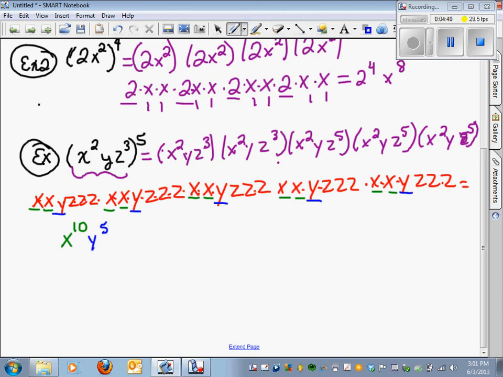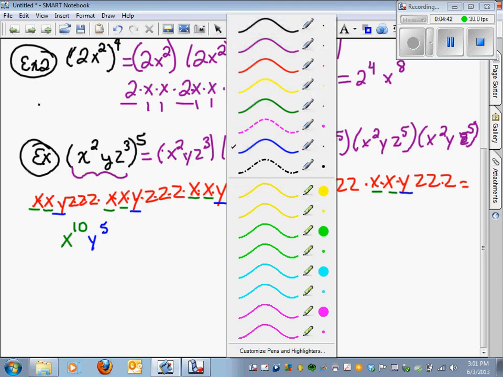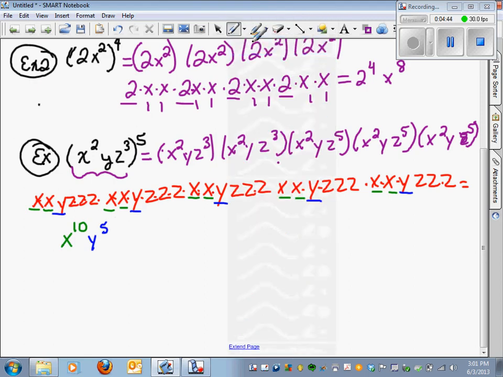And lastly, we have z's. 1, 2, 3, 4, 5, 6, 7, 8, 9, 10, 11, 12, 13, 14, 15 z's that are multiplied. So that is z to the 15th power. So x squared y z to the 3rd raised to the 5th power is the same as x to the 10th, y to the 5th, z to the 15th.